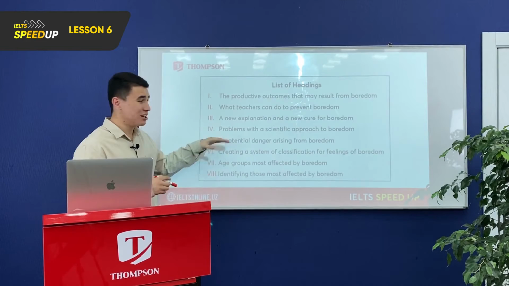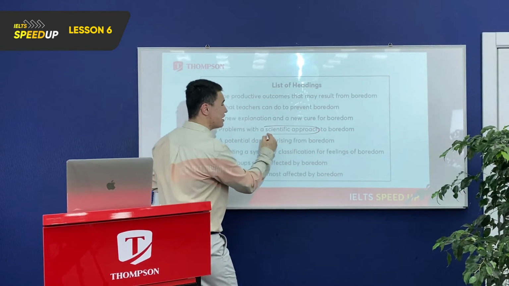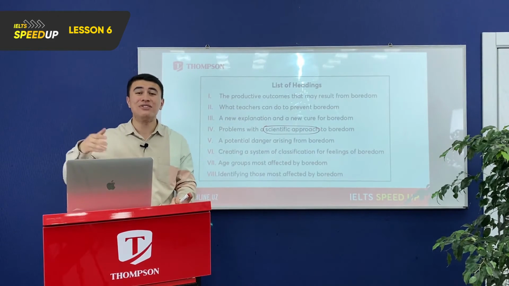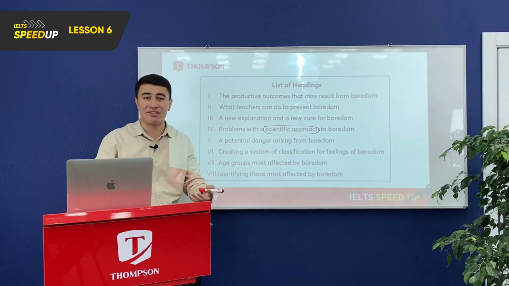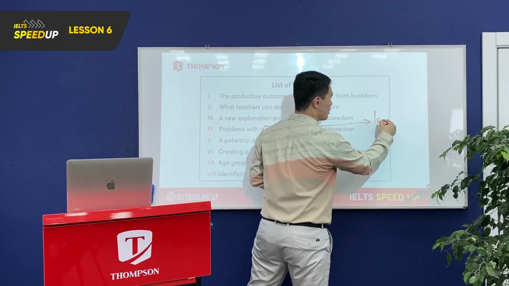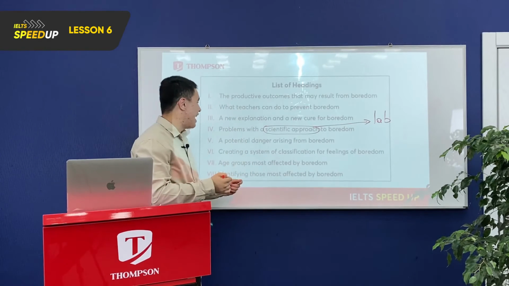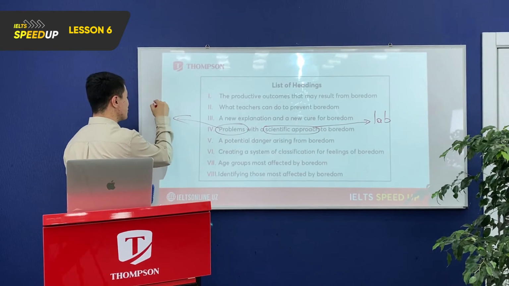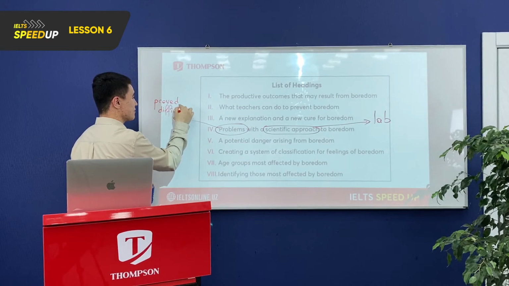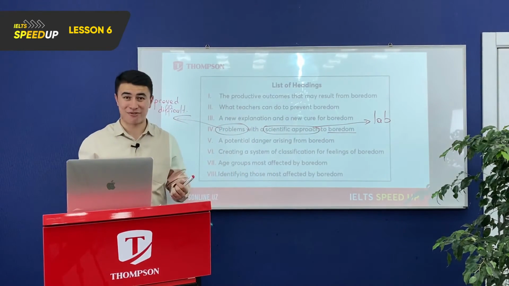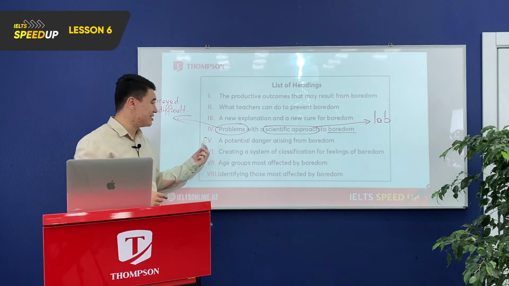So here we have scientific approach, and whenever you think about science, you simply visualize laboratories. So scientific approach refers to the word lab here, and problems can refer to the words proved difficult. And boredom has not been paraphrased, so the answer is 4.